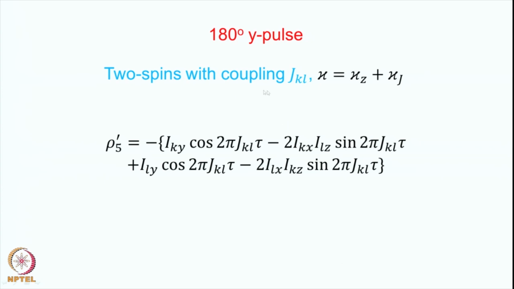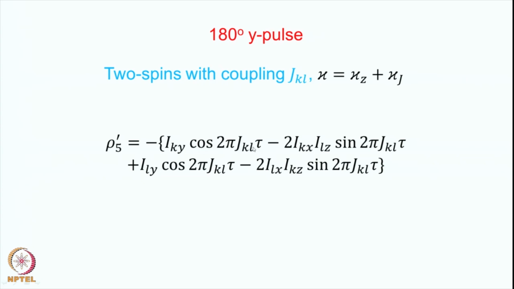Now, we assume that we have already calculated the chemical shift evolution, the influence of the Zeeman Hamiltonian, therefore, we do not need to calculate that once more. We straight away take that result here, the rho phi was minus inside bracket IKY plus ILY. Therefore, we start from there and now we calculate the evolution under the coupling Hamiltonian. So, this is the first term there gives me minus inside bracket IKY cosine 2 pi JKL tau.